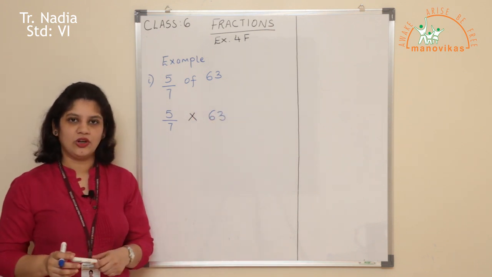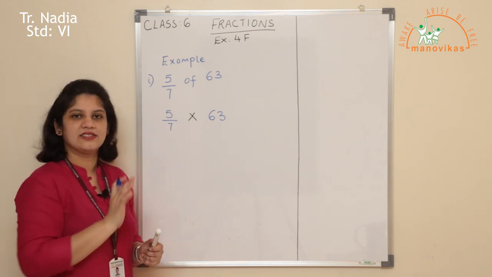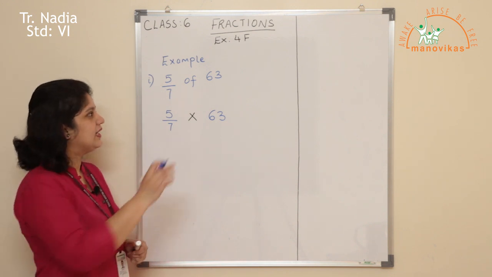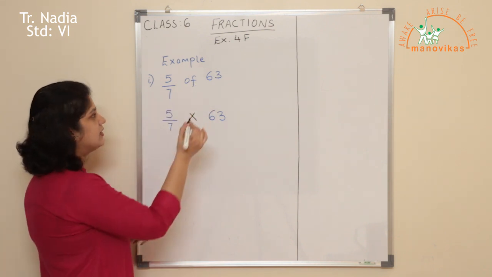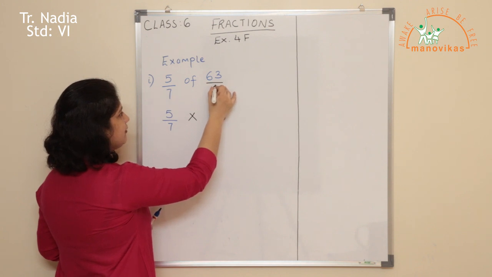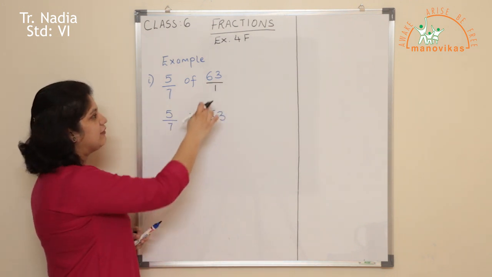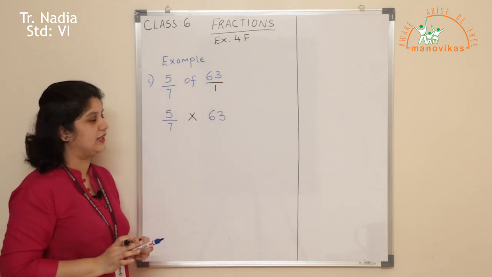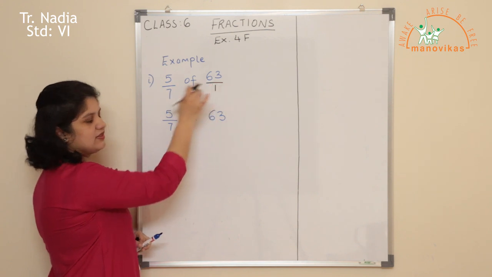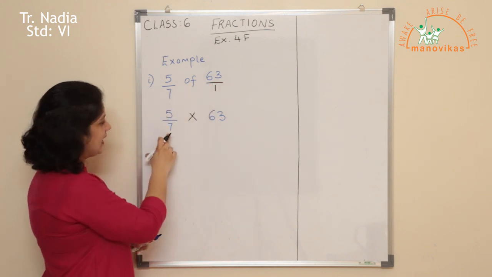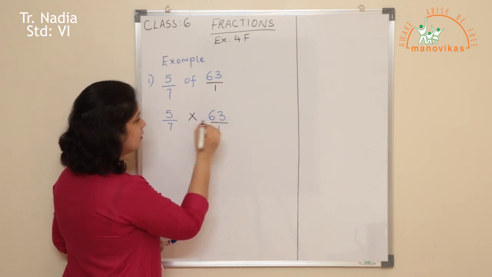Now, as I have told you all, before working out with fractions, you have to make sure that everything is in the fraction form. Now, here 63 was a whole number. So, we need to convert this whole number into a fraction. And to convert any whole number into a fraction, I have to put 1 in its denominator. So, the question now becomes 5 upon 7 of 63 upon 1. So, I will write it as 5 upon 7 multiplied by 63 upon 1.